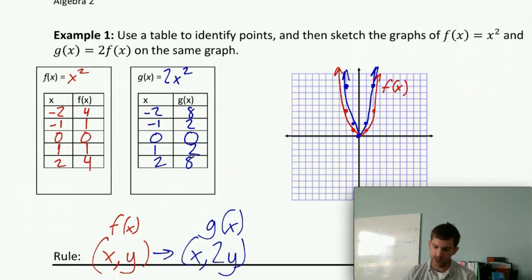Now, if you're visualizing this, it's kind of like each of these points got stretched out twice as tall as they used to be. The 0, 0 point didn't get stretched at all, and that was a really crummy parabola edge right there. That 0, 0 point didn't get stretched at all because if you're doubling the distance away from the x-axis, doubling 0 is still 0. The distance hasn't changed.